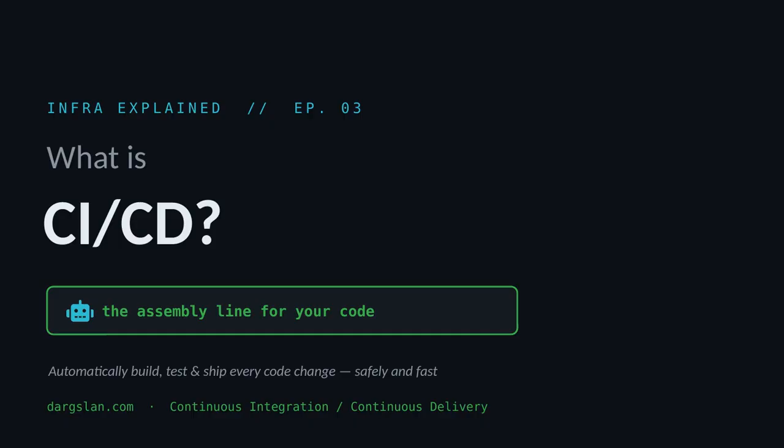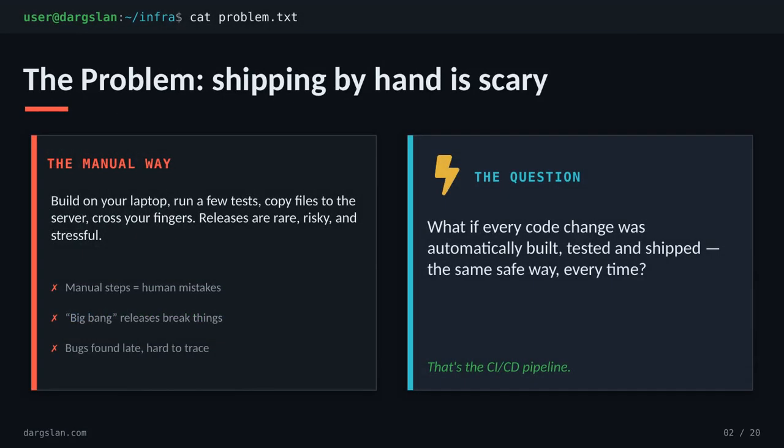Today we're tackling a term you've probably seen plastered across job postings and engineering blogs, CI/CD. Think of it as the assembly line for your code, a system that automatically builds, tests, and ships every change you make safely and fast. By the end of this episode, you'll know exactly what those four letters really mean and why teams swear by them. So before we get to the shiny solution, let's sit with the problem for a second.